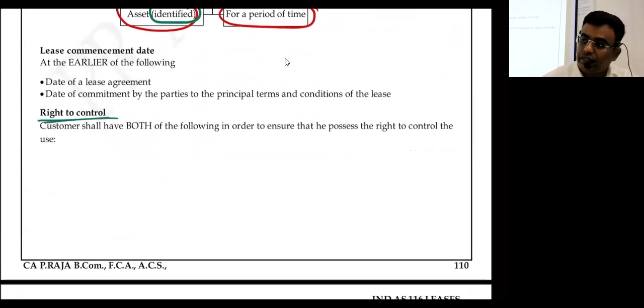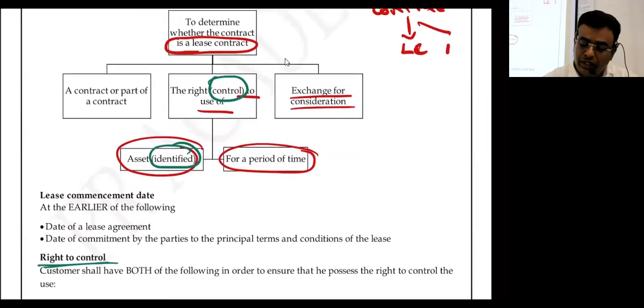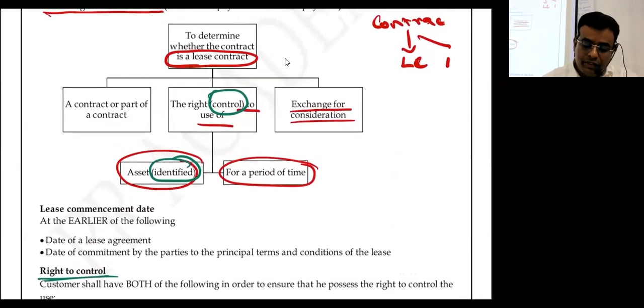Rights to control is the second point. Let us first look at contract or part of a contract. Two people can have one contract where I will occupy 500 square feet and you will occupy 500 square feet. But substantially I should occupy that position. That is called a contract or part of a contract.